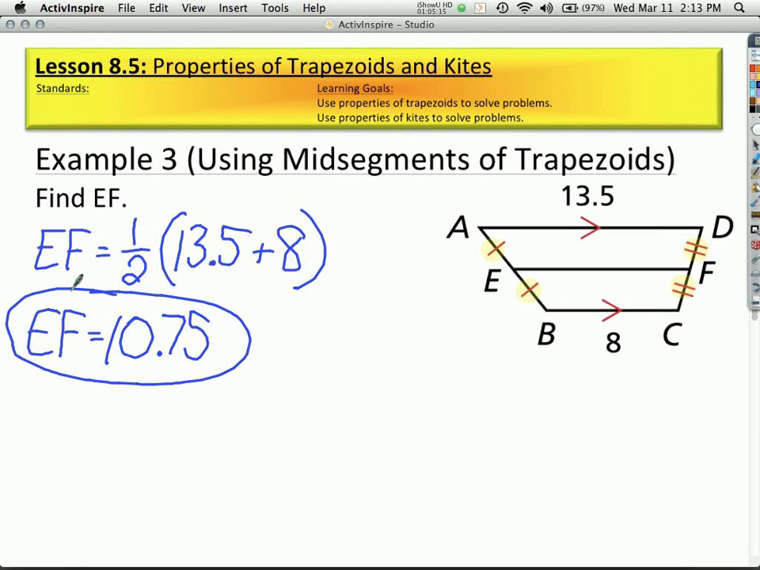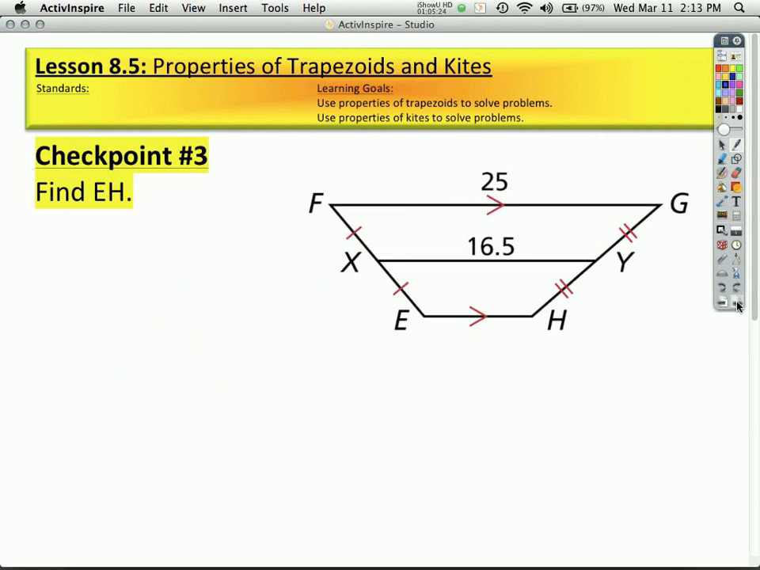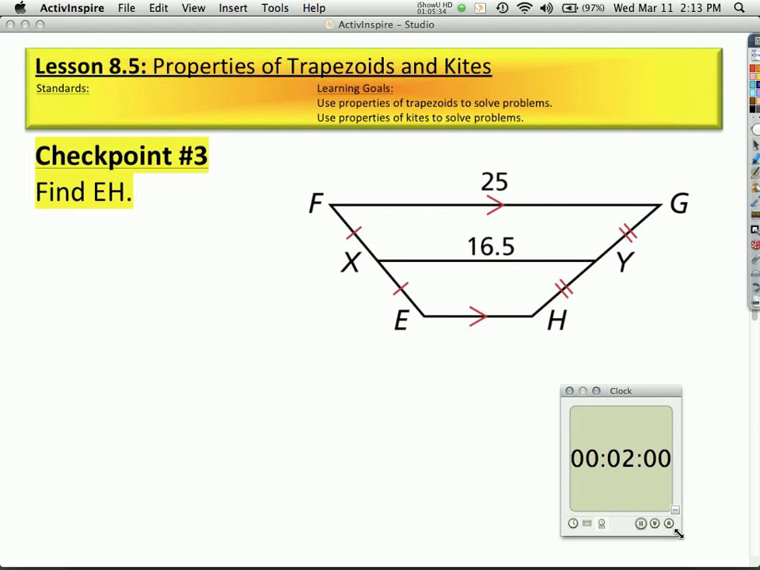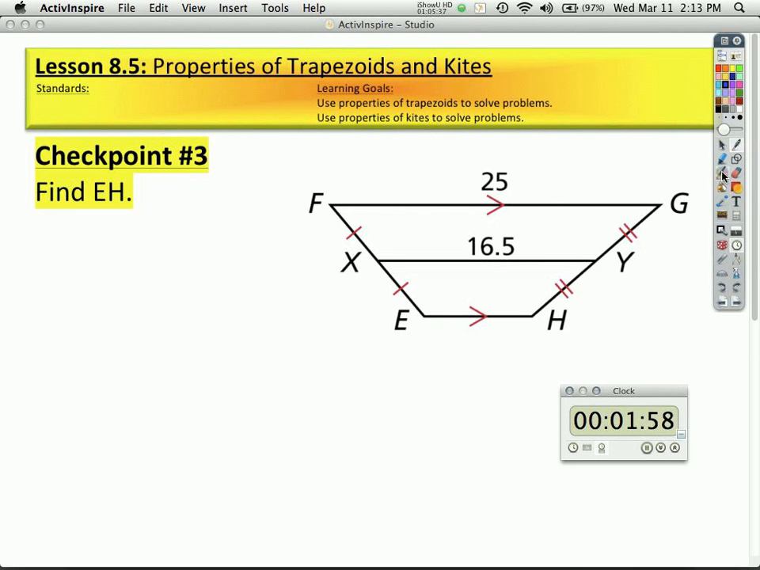Any questions about that? Okay. So go ahead and try it out on your own. You got 2 minutes. If you finish before the bell rings, then compare your answers with your teammates.